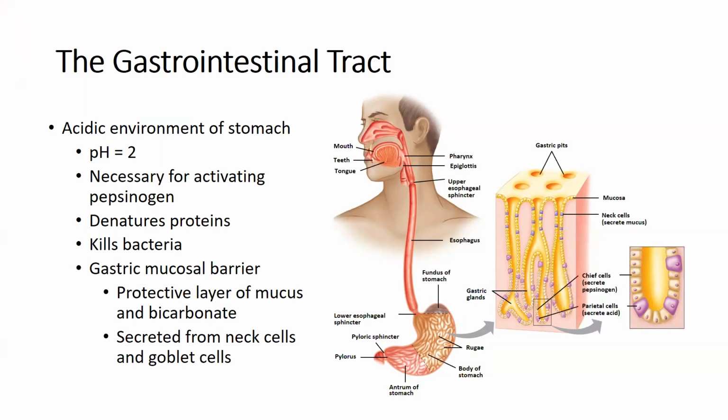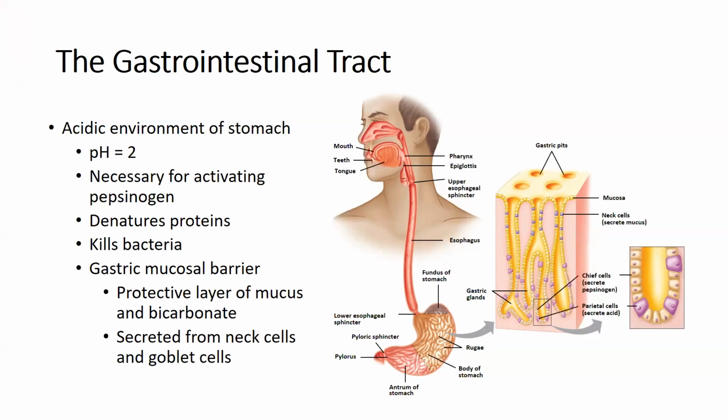Right? At this pH, we also have proteins being denatured. So think about the proteins that you're eating in your diet, either flesh or other sources of protein. Those need to be broken down. That starts by denaturing them with acid. Bacteria in the food that we eat can be killed by the acid in the stomach.